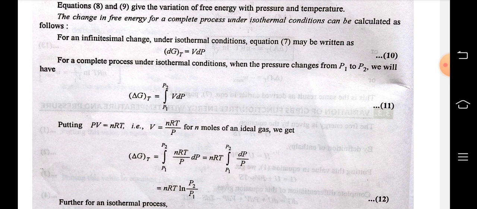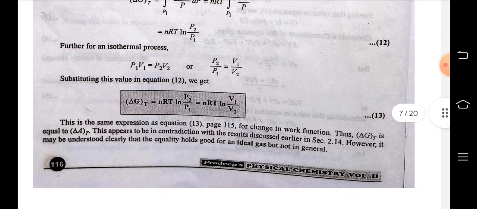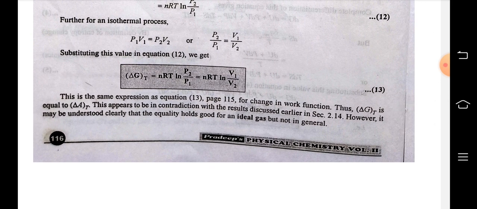Equation 11: putting PV is equal to nRT, V is equal to nRT by P. For n moles of an ideal gas, we get ΔG at constant temperature is equal to the integral from P1 to P2 of nRT by P dP, which is nRT times the integral of dP by P, equal to nRT ln P2 by P1. Equation 12. For an isothermal process, P1V1 is equal to P2V2, or P2 by P1 is equal to V1 by V2. Substituting this value in equation 12, we get ΔG at constant temperature is equal to nRT ln P2 by P1, which is equal to nRT ln V1 by V2.